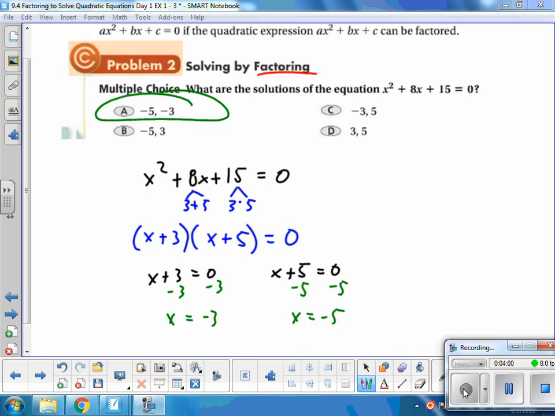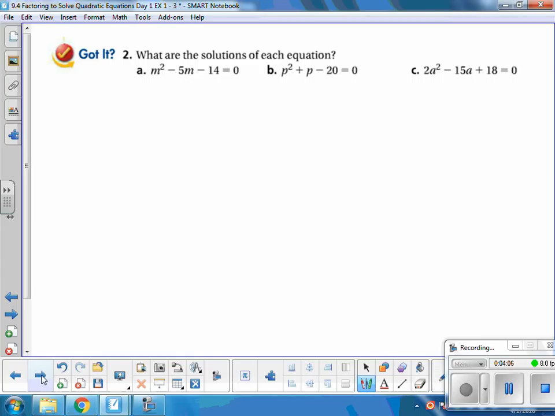All right, why don't you go ahead and check out this next one here. Why don't you press pause and try this on yours. Now you'll have to factor these first and then find the solution.